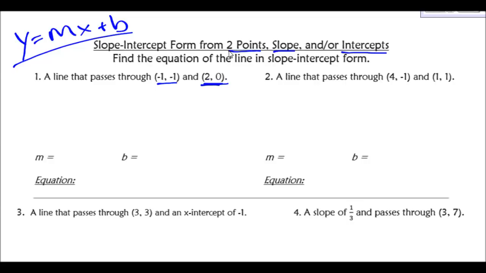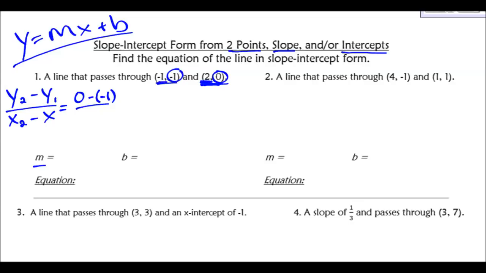So we're going to start off by just doing that. We're going to use y2 minus y1 over x2 minus x1 to at least get us started and find the slope. So I'm going to use 0 minus -1, and 2 minus -1. That would give me a positive 1 on top, and 3 on the bottom. 2 minus -1 gives us a positive 3. So we at least have part of it here.